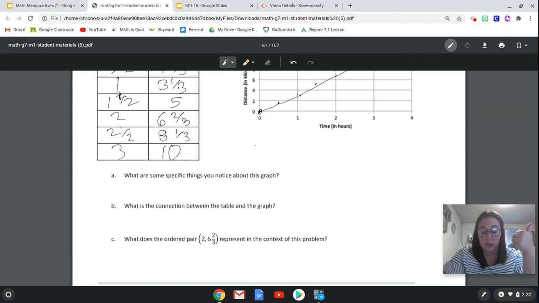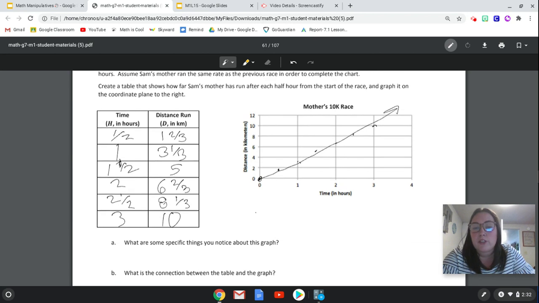I notice that it goes through the origin. I notice that it goes up by constant. I notice that the x-axis has the time in hours. I notice that the y-axis has the distance in kilometers. I know that it makes a straight line, so it's proportional. I know a bunch of things about this graph. You might not realize it, but you can name so many things off of having very little information.